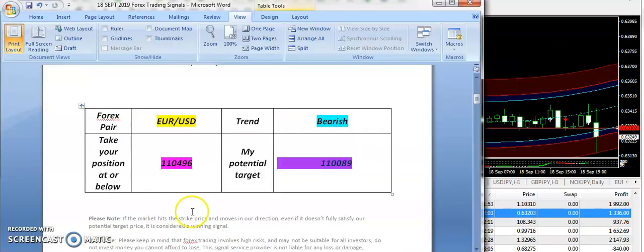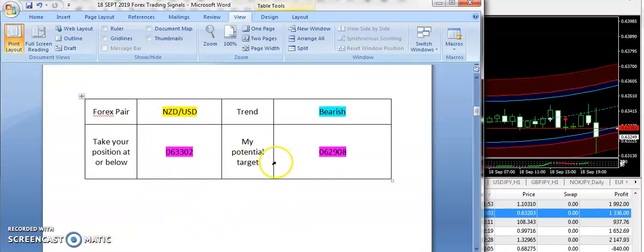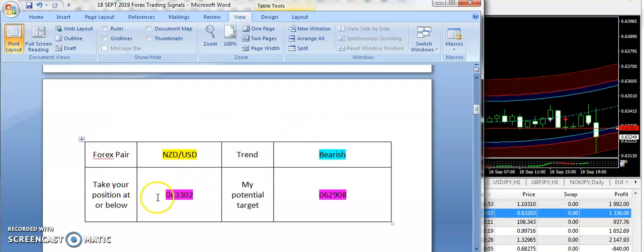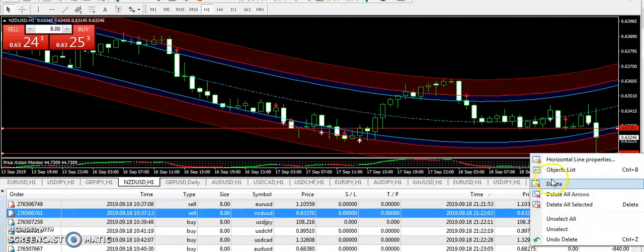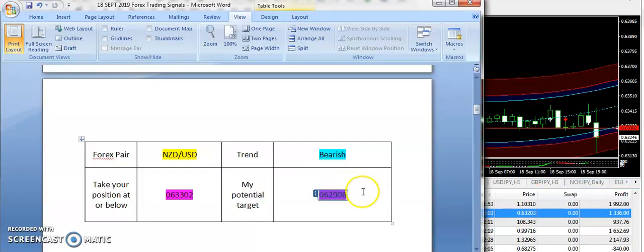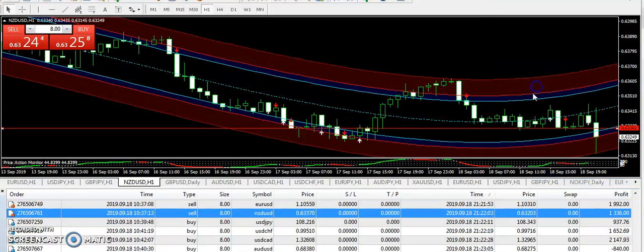Okay, next we are going to talk about New Zealand USD. A bearish trend was applied to the subscribers in the morning from 0.63302 and 0.62908 is the target price. However, if you look at the chart, the market has gone down up to the line here, 0.63146. So if it keeps on going like this, then it can reach up to the 0.62908 level.